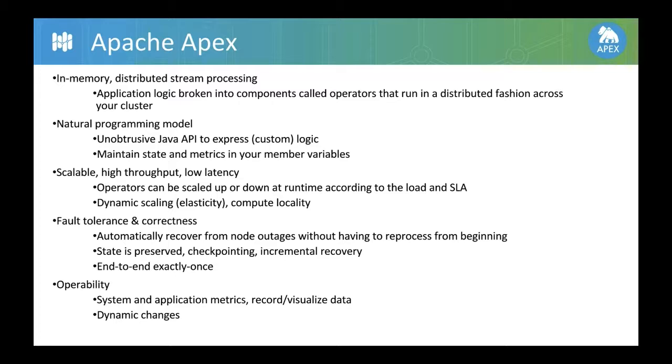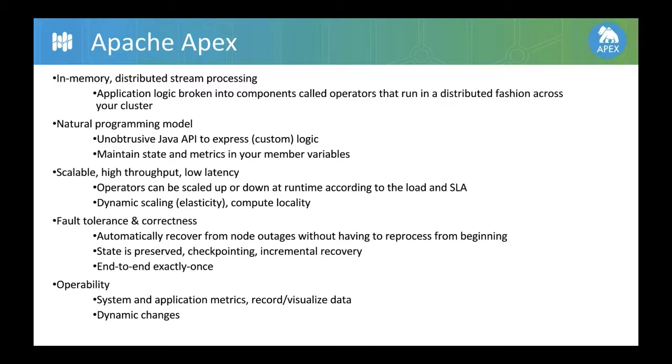Then, the applications written in Apex are fault tolerant. We guarantee that even if the nodes go down, or if the operators for some reason fail, the operator automatically comes back up and starts from a committed, checkpointed position. By ensuring that we preserve the state, we ensure that all the data coming to our application is processed at least once, and we can also guarantee end-to-end exactly once for our applications.